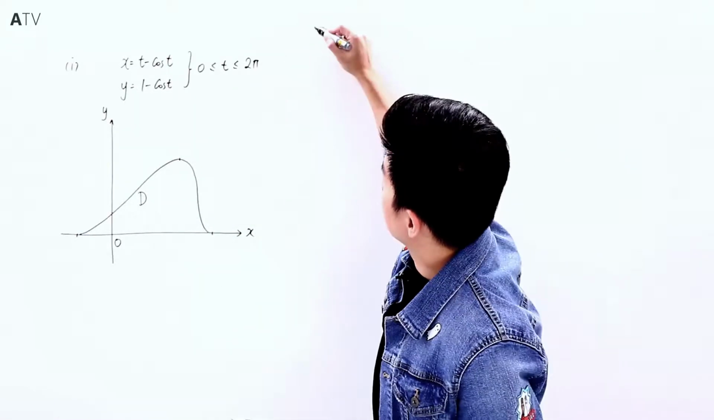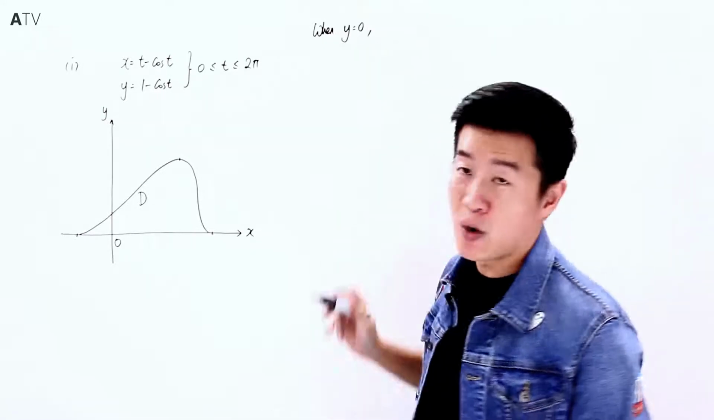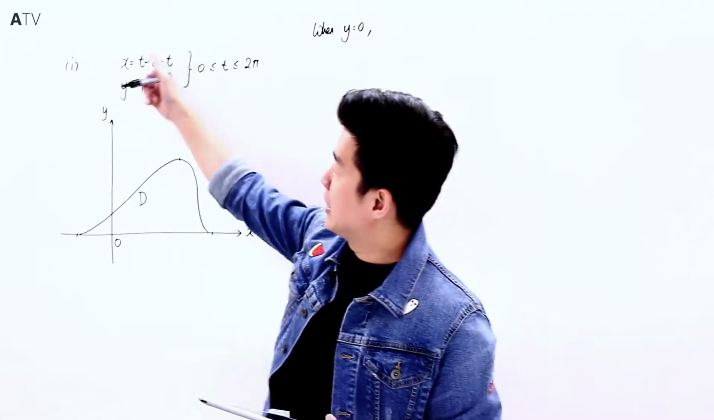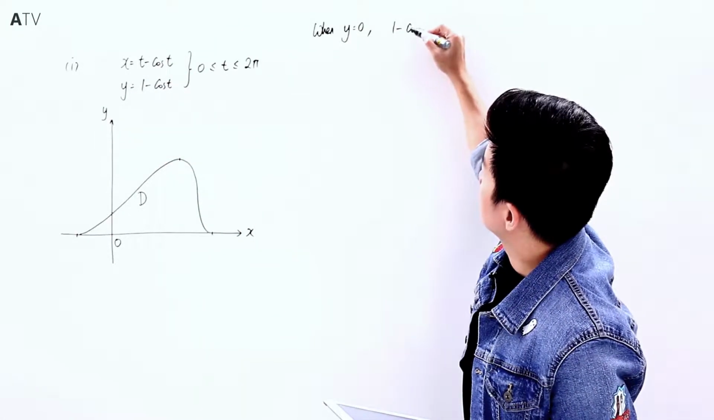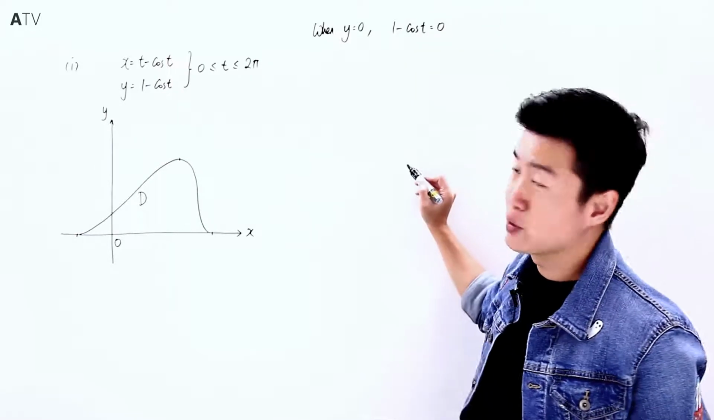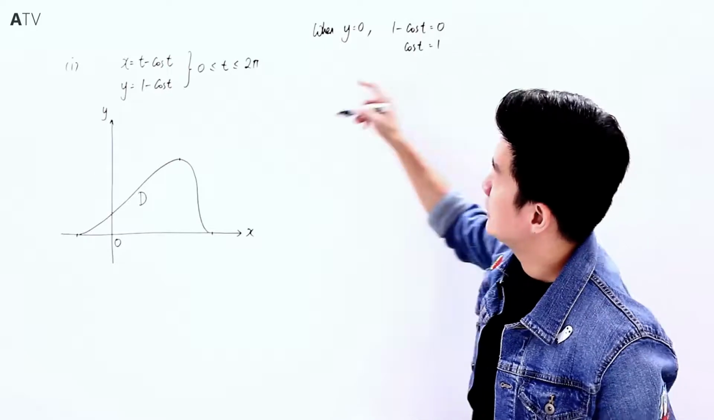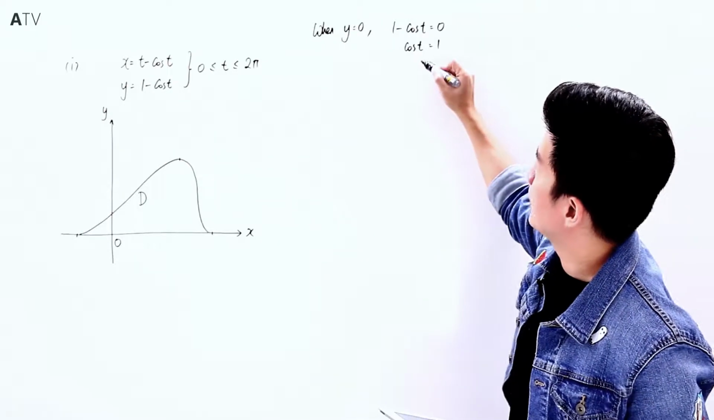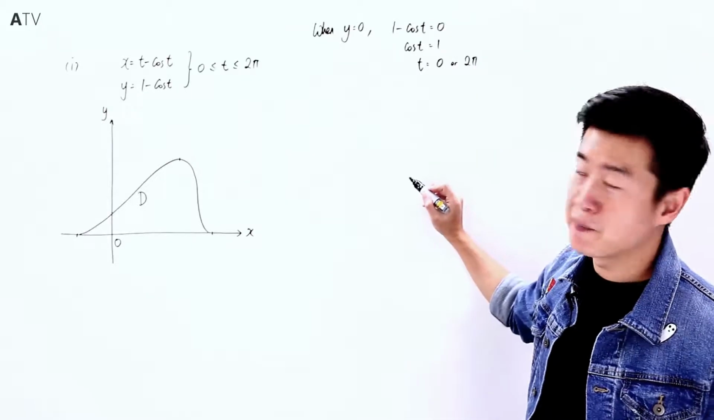At the x-intercept, it is when the y-coordinate is equal to 0. So I'm going to let y be equal to 0. And for my equation, when y is equal to 0, it means that 1 minus cosine t is going to be equal to 0. That means cosine t is equal to 1, and since t is between 0 and 2 pi, that means t must be either 0 or 2 pi.